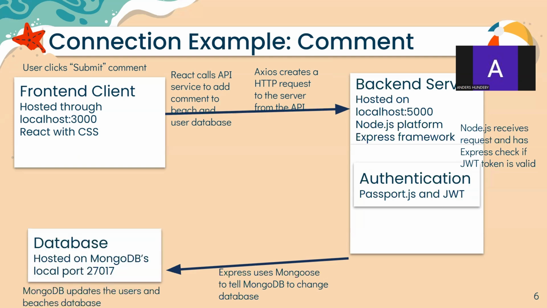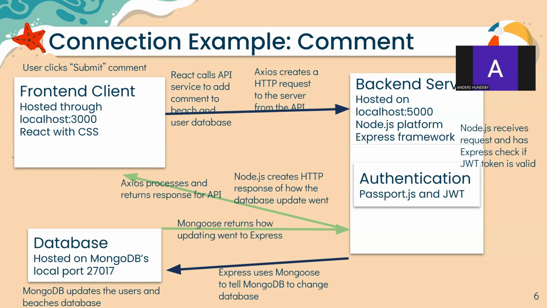And then here we have our database hosted on MongoDB's local port 27017. Through Mongoose, MongoDB will be able to update the users and beaches database, just so we can have the users' comments and the beaches' comments. And then Mongoose will return how the updating went, if it failed or was successful, to Express.